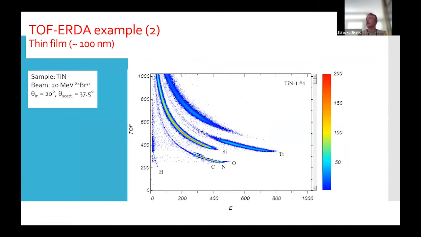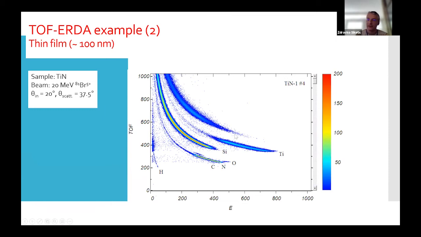And the last example I'm showing is the analysis of a single pure film. It's around 100 nanometers, again titanium nitride. We chose a little bit different beam this time, 20 MeV bromine, and different scattering geometry. And this is how the time-of-flight ERD map looks. Again, we can identify the hydrogen, carbon, nitrogen, silicon, oxygen, titanium, and this is a scattered primary ion beam.